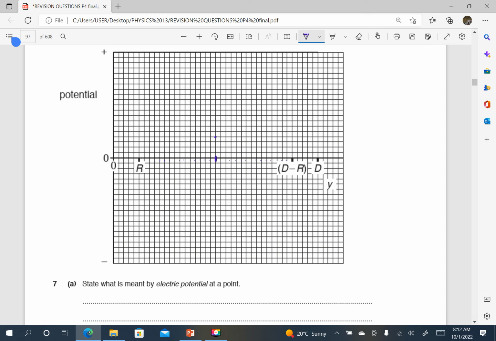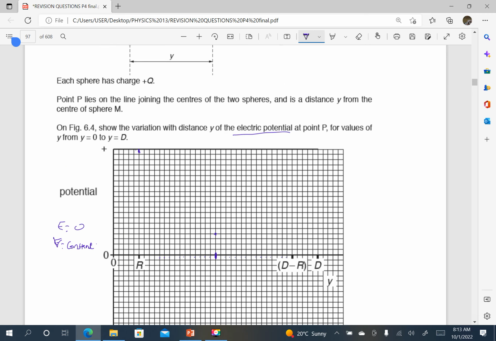Potential is maximum at the surface. They have the same radius, so it is going to be the same magnitude at the surface. The potential at the surface is the same as the potential inside. Note that when E is 0 inside, then V is constant inside and is the same as that on the surface. So between 0 and r, we draw a horizontal line using a ruler.